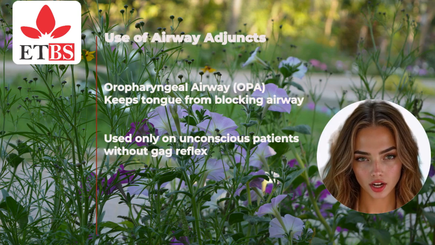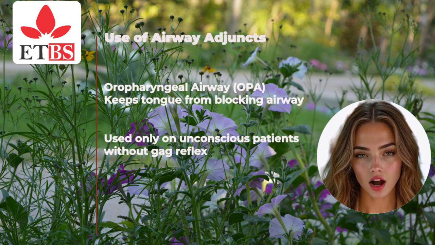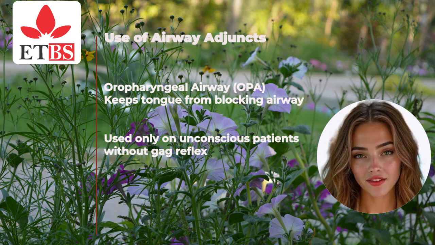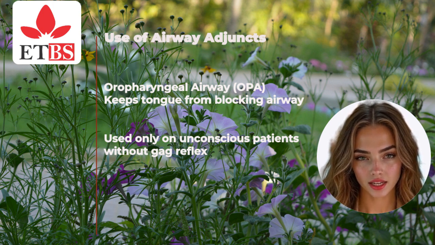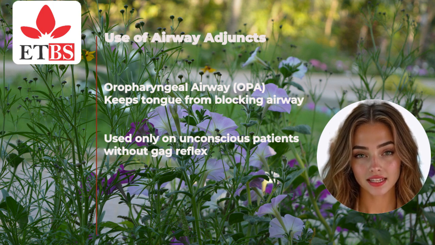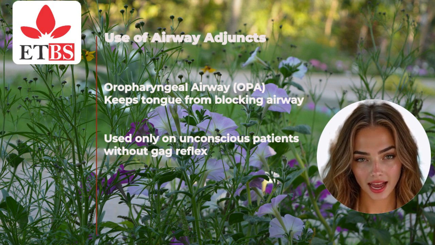Use of airway adjuncts. 1. Oropharyngeal airway, OPA. Keeps the tongue from blocking the airway, used only on unconscious patients without a gag reflex. 2. Nasopharyngeal airway, NPA. Inserted through the nose, can be used in semi-conscious patients or when an OPA is contraindicated. 3. Bag valve mask, BVM ventilation. Delivers high-flow oxygen, requires skill and proper technique to create a tight seal, best with 2 rescuers: 1 seals the mask, 1 squeezes the bag.